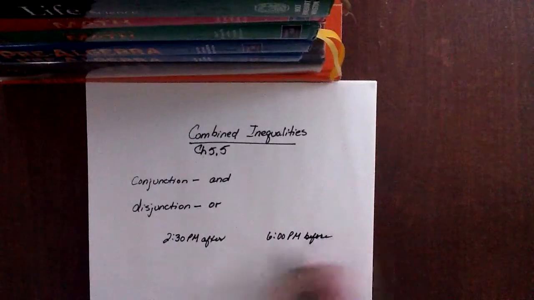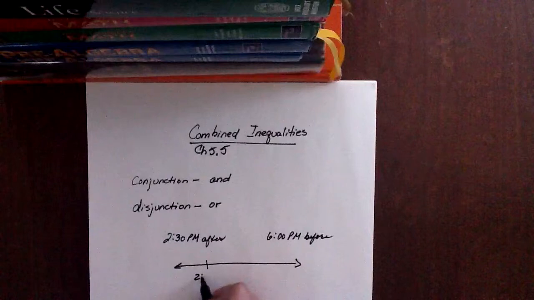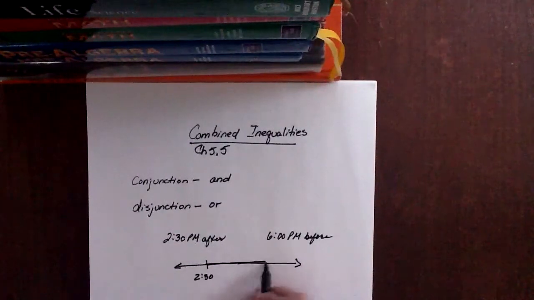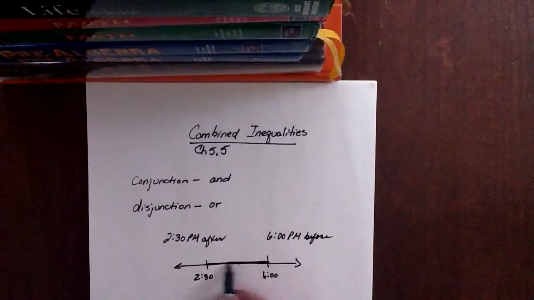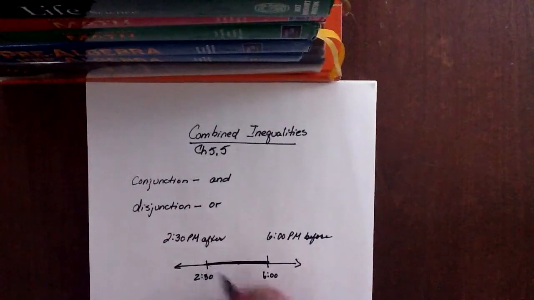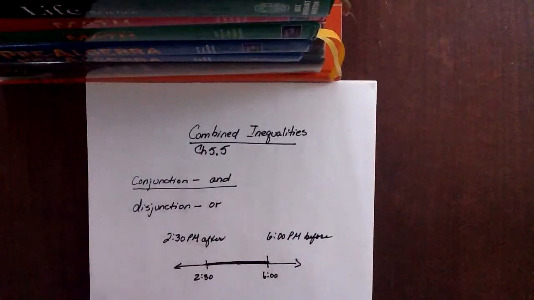So if you were to graph that on a line, you would actually say, okay, anytime after 2:30 until we got to 6 p.m. So it's only this time here which we would be available to do our work. And this is basically what you're doing when you're talking about a conjunction.